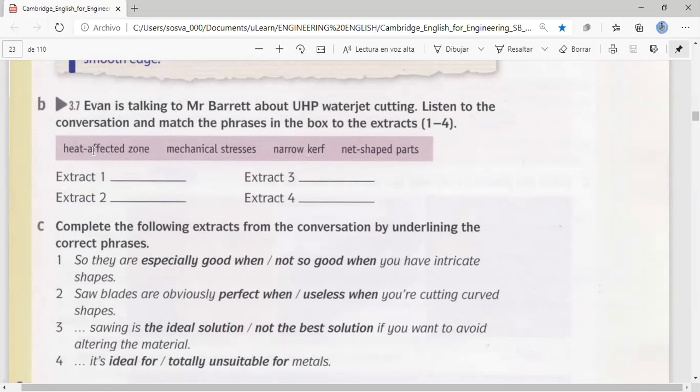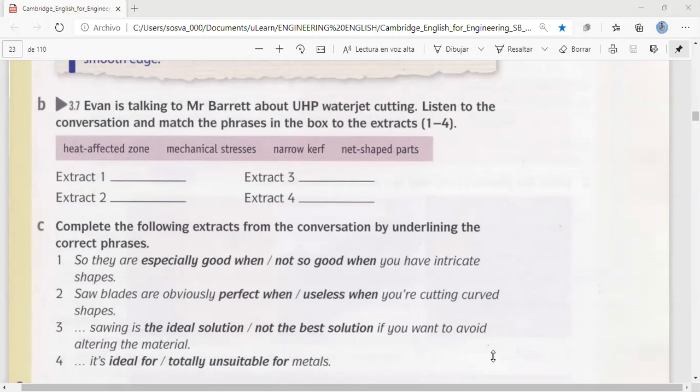For example, they are going to talk about the heat affected zone, the mechanical stresses, the narrow curve, and the net shaped parts. Okay. That is a vocabulary that we just talked before. So listen and decide in which part of the conversation, which extract, they mention this vocabulary. So let's go ahead and listen carefully.